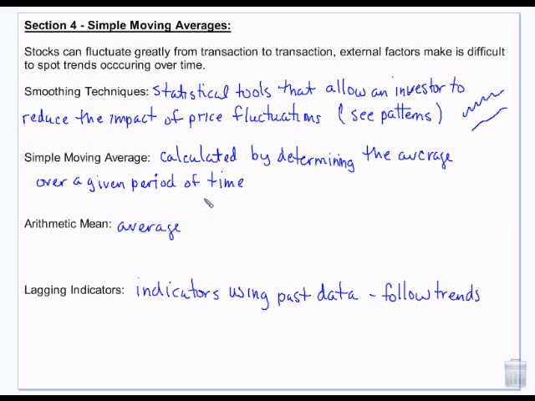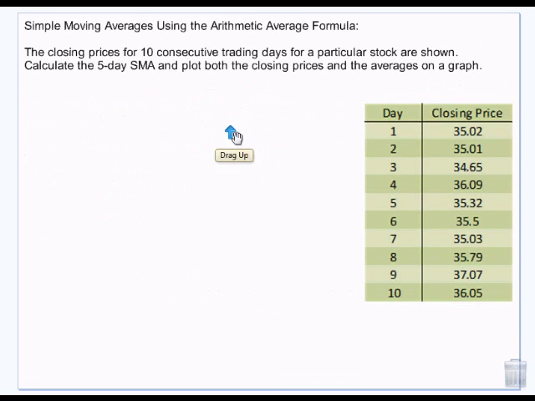It's all over the place, because during the course of a day, the price of a stock can fluctuate hundreds of times, thousands of times, millions of times. Every trade could be a change in price. It would be impossible to really see what's happening with that. So that's why we use these lagging indicators and smoothing techniques to see pictures.